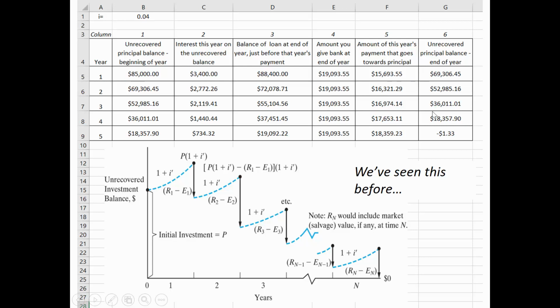And so over time, the unrecovered investment balance decreased. This is the end of the first year, and the amount due at the end of the first year is the same as the amount due at the beginning of the second year. So we're breaking up each of these time periods into the end of the time period and the beginning of the time period. I hope this isn't completely unfamiliar. It's things that we've seen before.